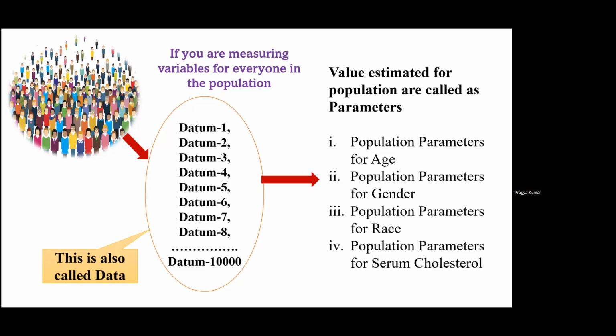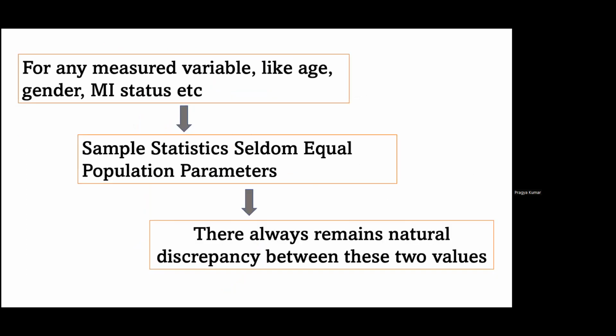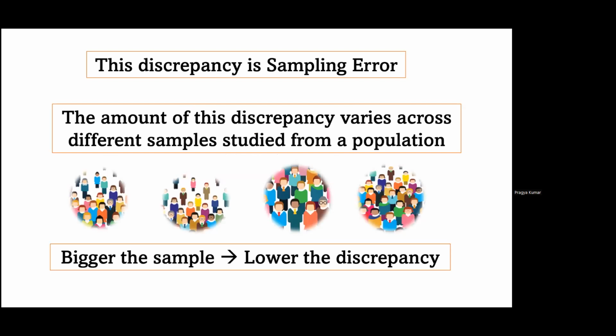There will be a population parameter for age, gender, race, serum cholesterol, etc. For any given variable like age or gender, there will be a sample statistic, which generally should be nearly equal to the population parameter, but that is not always so. There is a discrepancy between the two values, and that discrepancy is known as the sampling error. If the sample size is accurate and our sampling strategy, how we take individuals from the population, is correct, then this discrepancy is less.